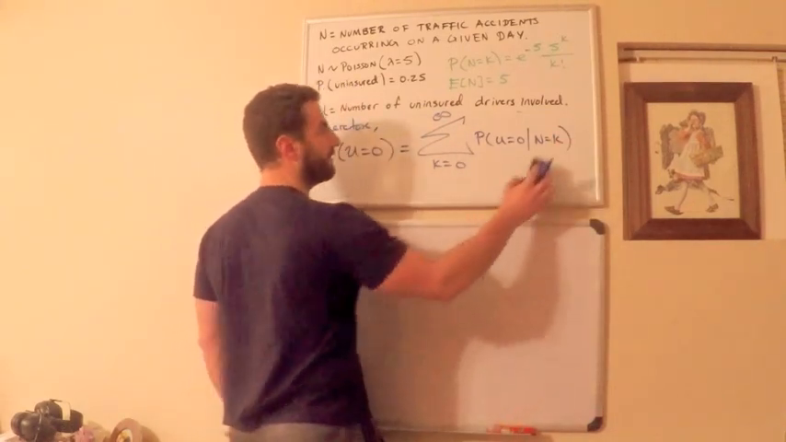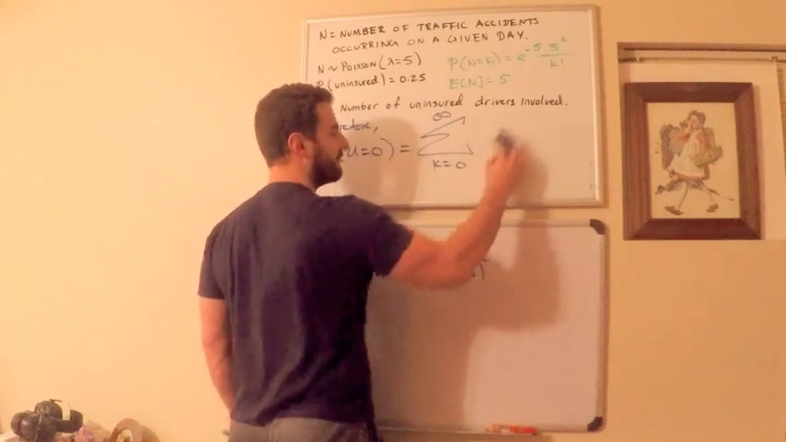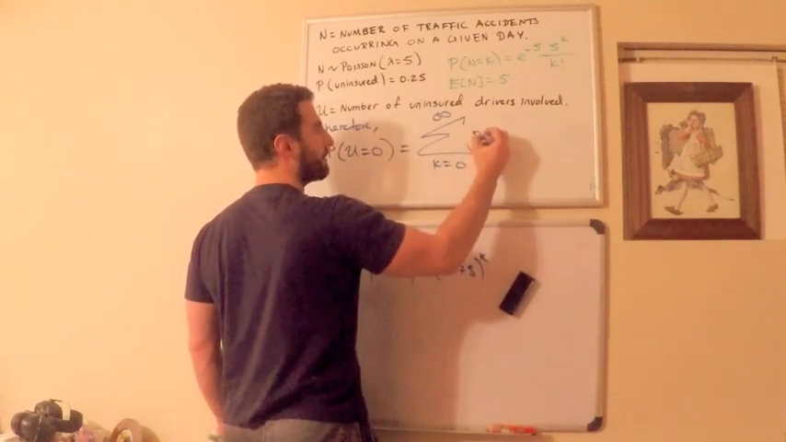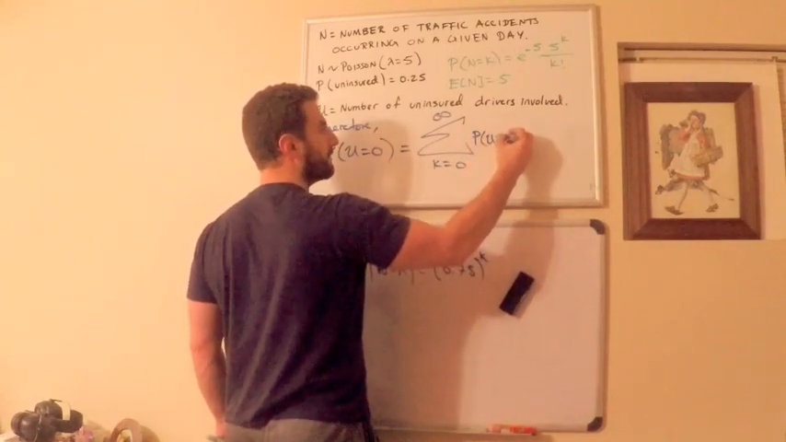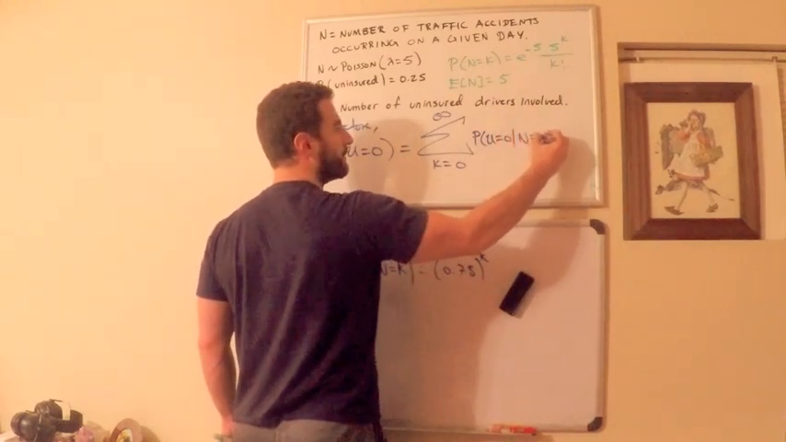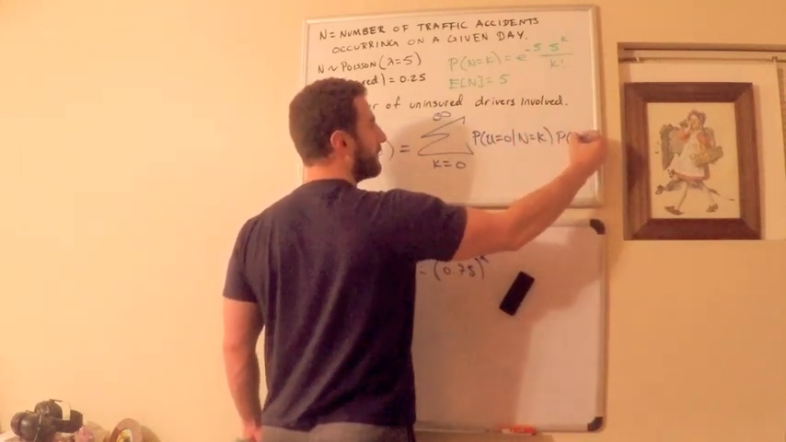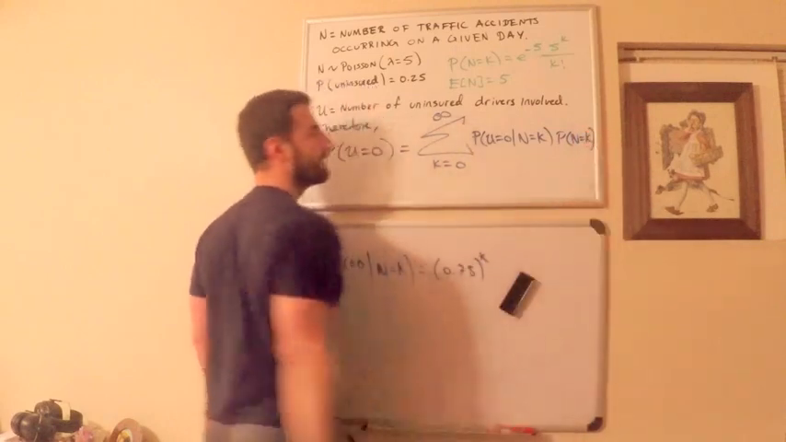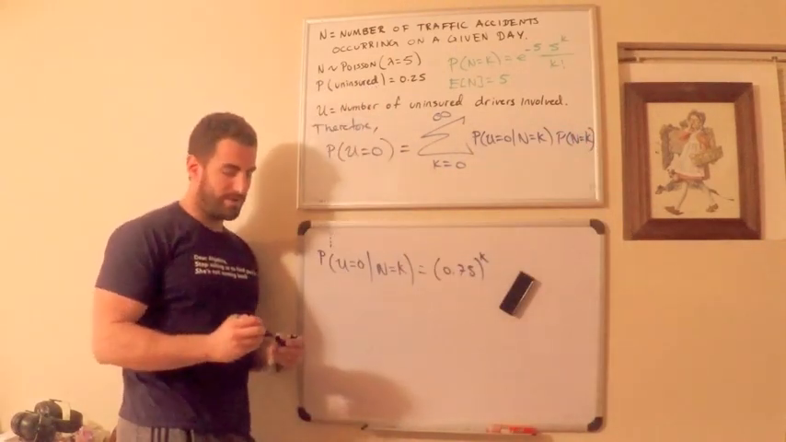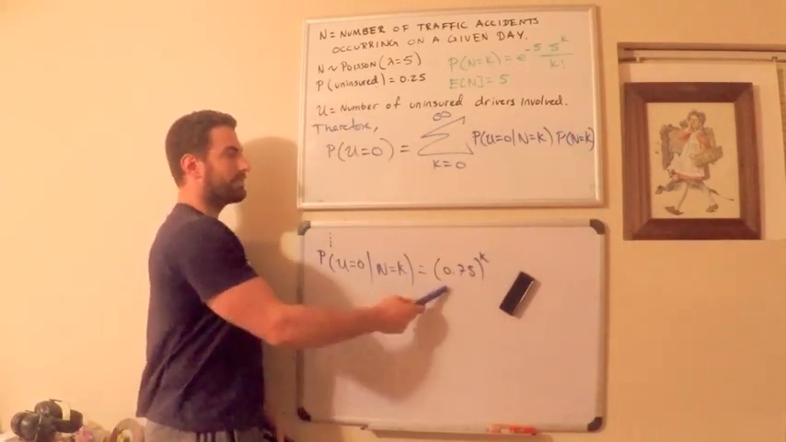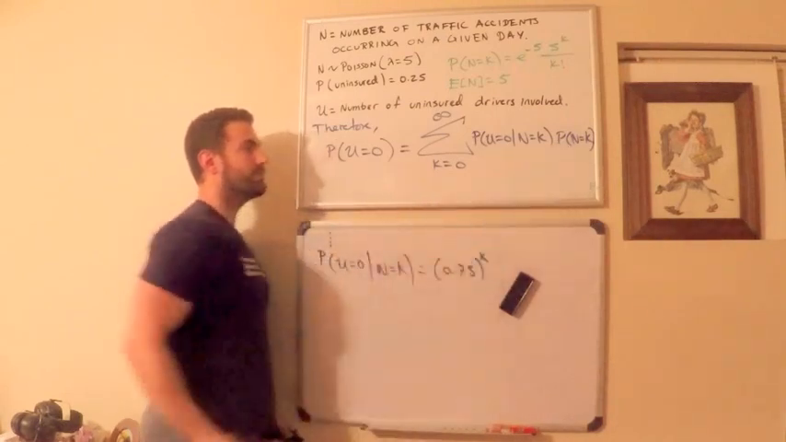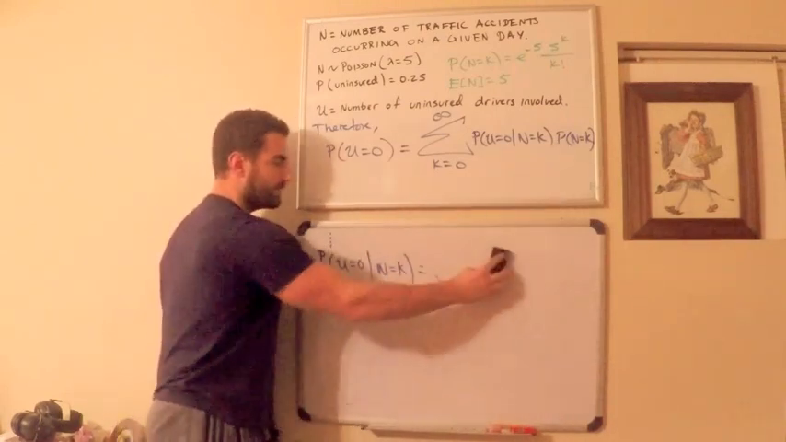I absolutely do not like running out of room. Okay, let me write that again a little more compactly. Probability that u is equal to 0 given n equals k times the probability n is k. That's what we're after. We have all the ingredients. We're just going to stick that in there. We have the Poisson distribution. We have everything.